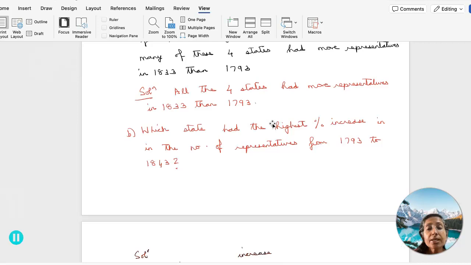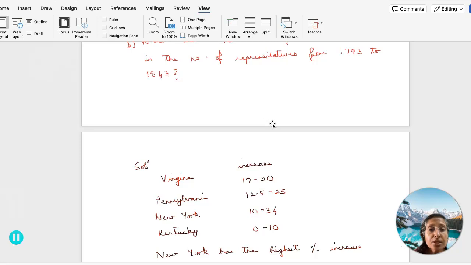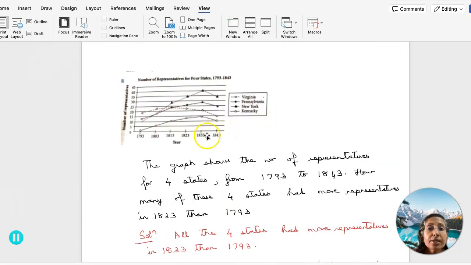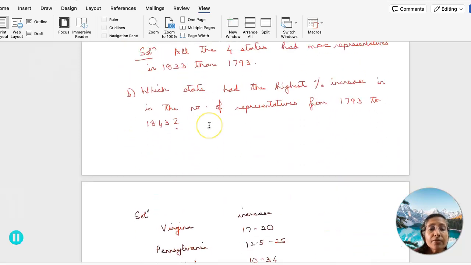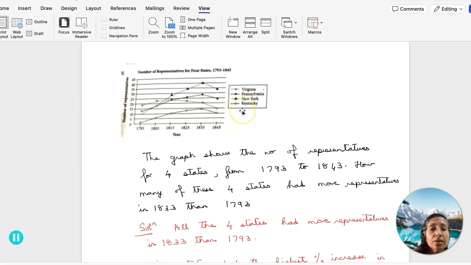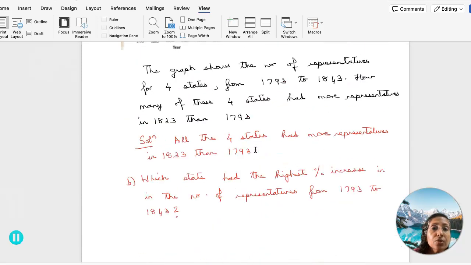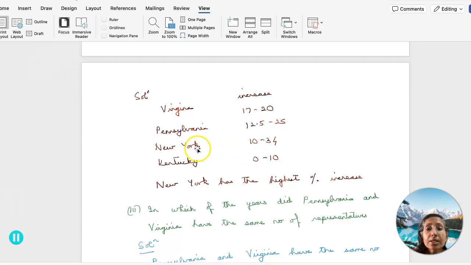Okay, the next question is, which state had the highest percentage increase in the number of representatives from 1793 to 1843? So I've listed the states and written the increase. Virginia, from 1793 to 1843, goes from 17 to 20. Pennsylvania is 12.5 to 25, New York is 10 to 34, Kentucky is 0 to 10. So looking at the graph, we can say New York has the highest percentage increase.